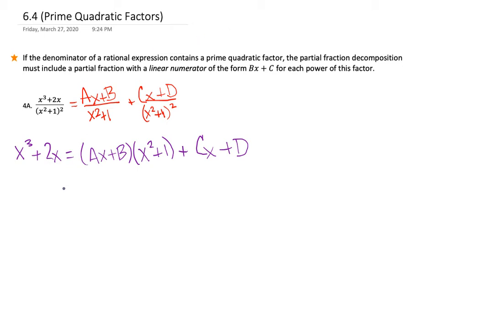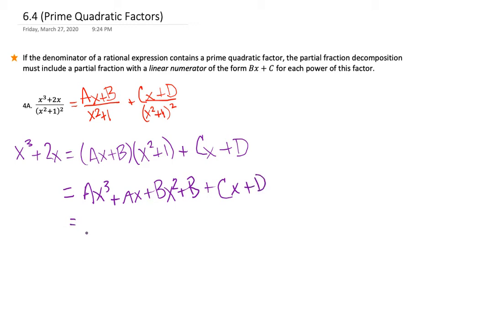So I'm going to go ahead and FOIL these two binomials. So I have ax cubed plus ax plus bx squared plus b. And then I'll bring down my cx and my d. And then I'll start grouping.